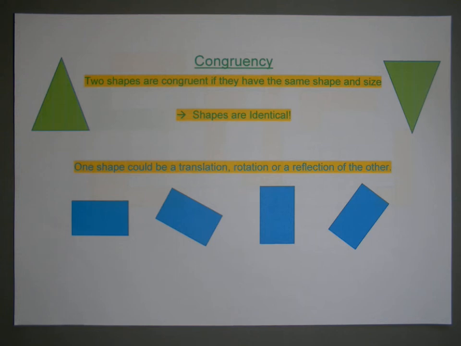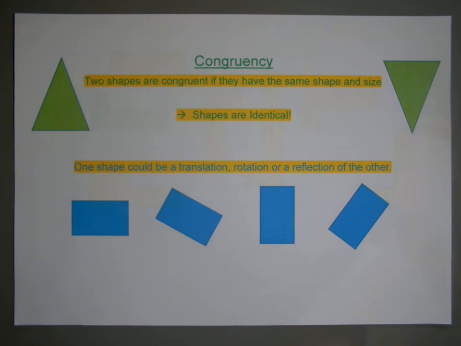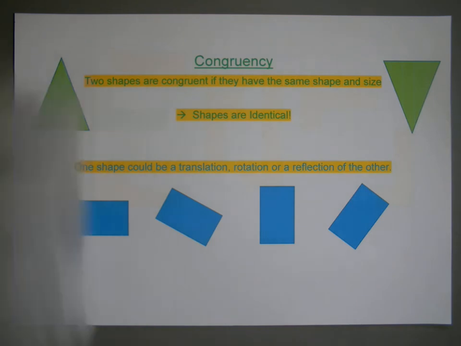Shapes are congruent to each other if essentially they're identical. So they've got the same shape and size. For instance, the triangle here is identical to this triangle. So they're congruent, and we can see that by using tracing paper.